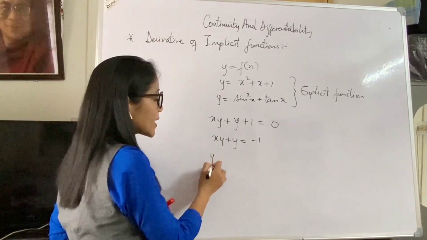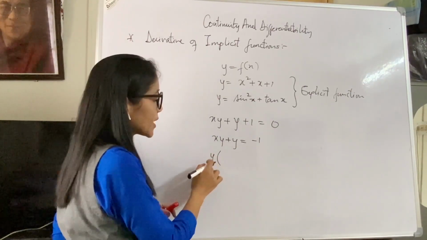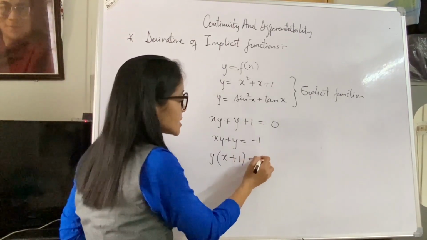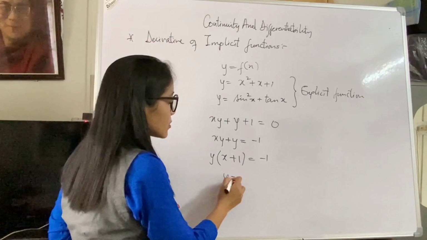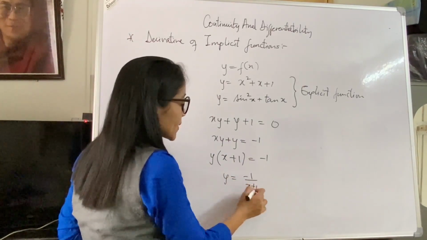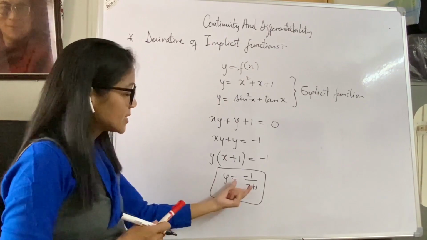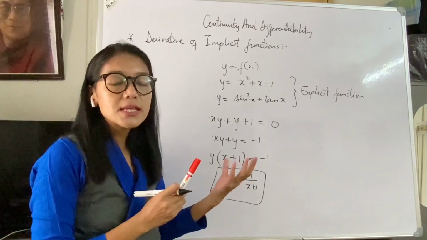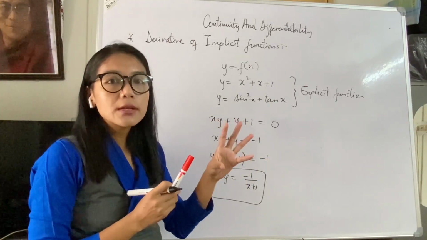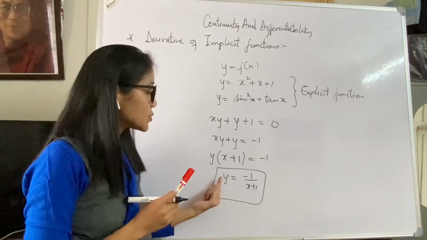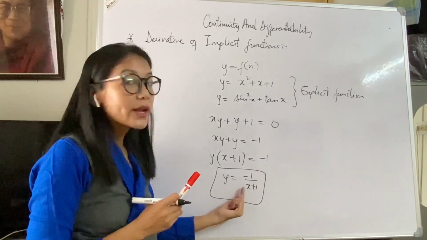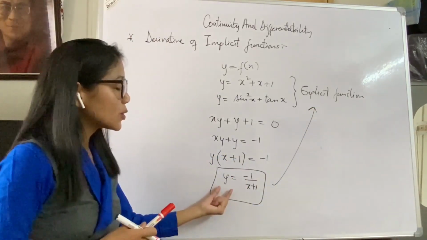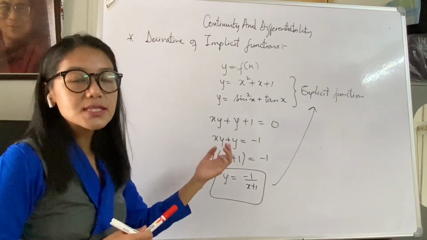So from these two terms I can take out y common, right? So here I am left with x plus, here I have 1. So this is equal to negative 1. So now I can write y is equal to negative 1 upon x plus 1. So here in this case I have expressed y in complete terms of x, meaning the expression does not include y as a variable. So now this function becomes an explicit function because I am able to express y in complete terms of x. So this is an explicit function.